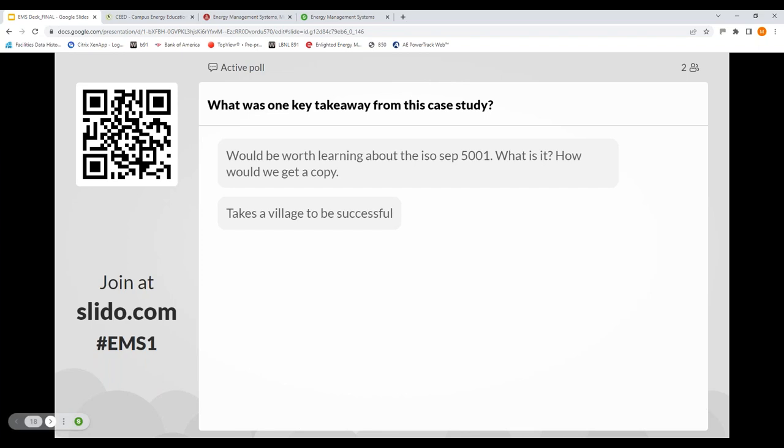It's pretty detailed. If you're somebody who's involved in measurement and verification, I would say it's a good resource. If not, it might be a little bit too much detail than you need. But again, it's really about the process of doing that measurement and verification.